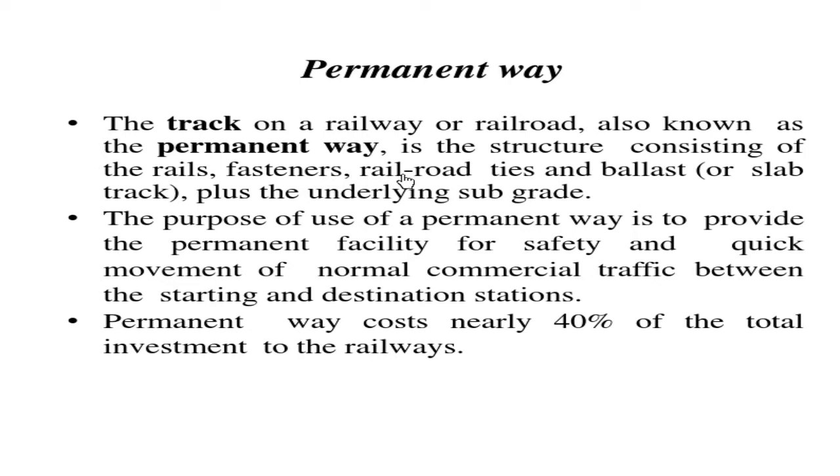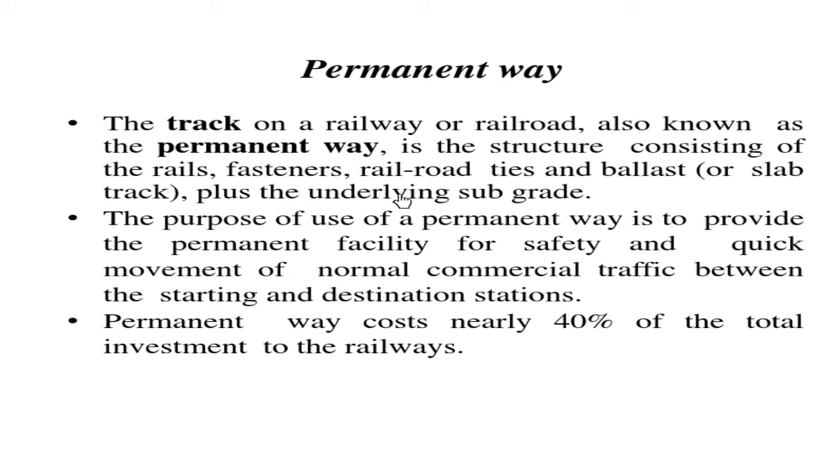Then comes the railroad tie. Railroad tie means the sleepers. You might have seen the sleepers. They lie between two rail tracks and are used to keep the correct space of gauge, the clear distance between the rails, which is known as the gauge. In order to maintain the gauge, the railway track is placed on the sleepers.